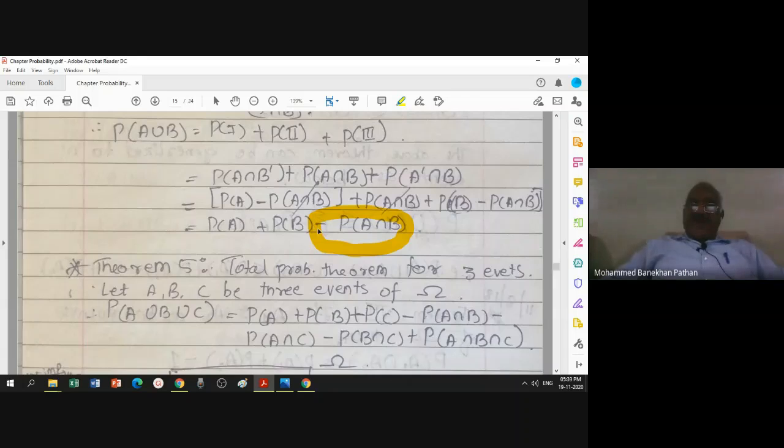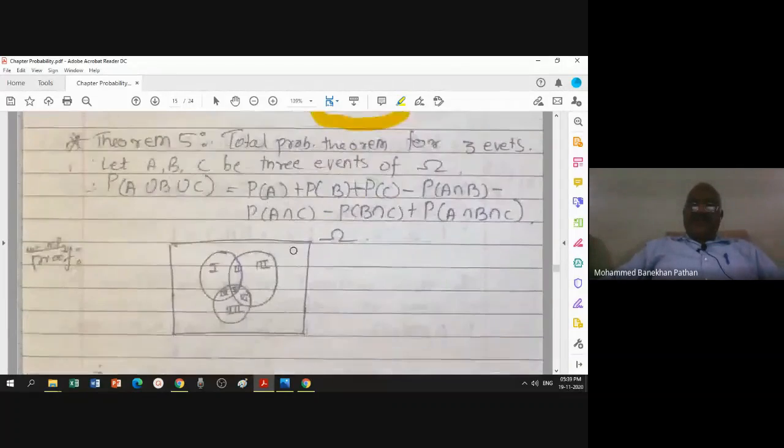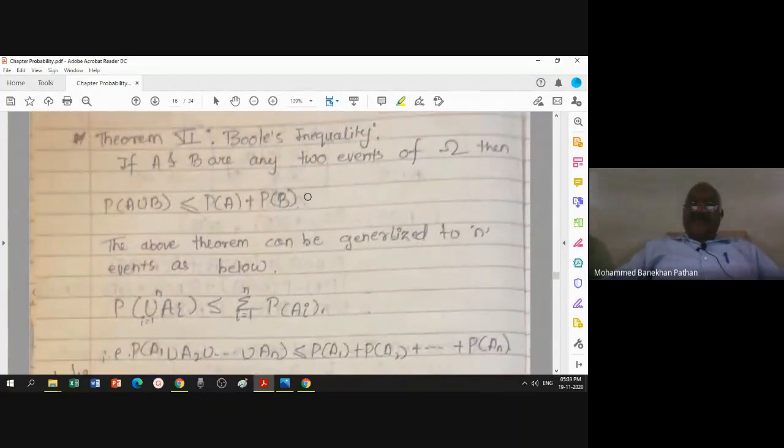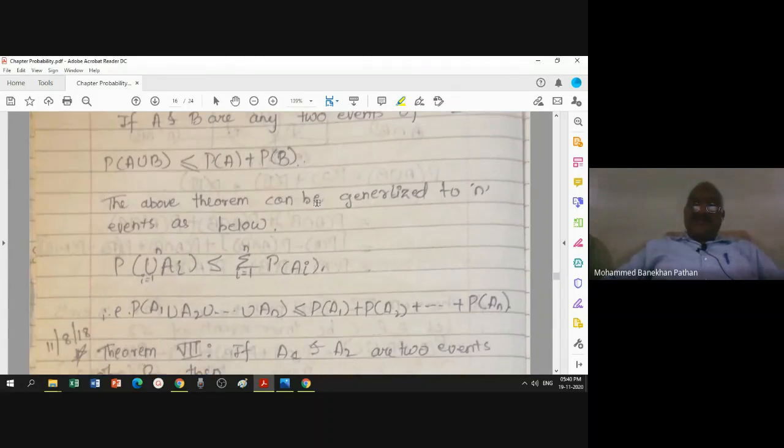Suppose minus 0.1 is dropped. So the RHS becomes 0.9 and the LHS is 0.8. So by dropping this, you easily get Boole's inequality that looks like this. But Boole suggested another way of proving the result that we can see. The theorem of Boole's inequality can be generalized to any number of events.